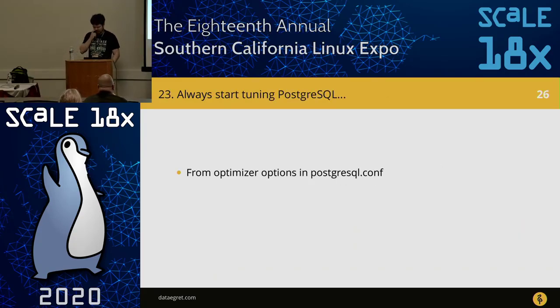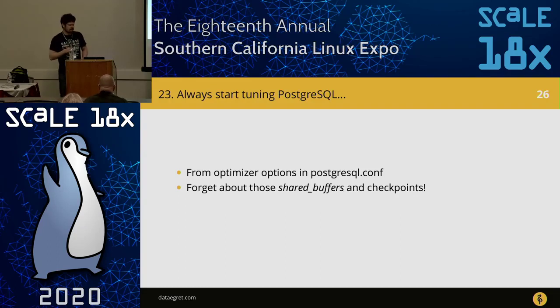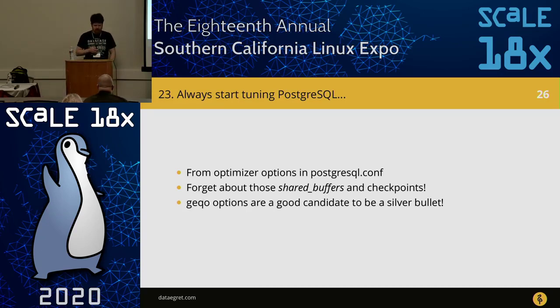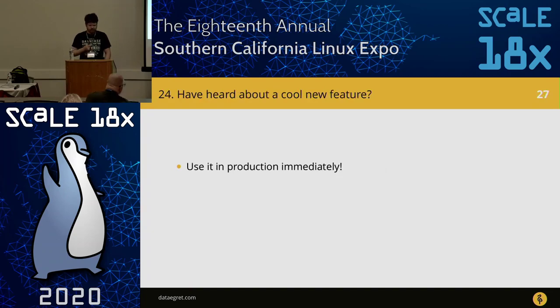Always start tuning PostgreSQL from things like optimizer options or genetic optimization in postgresql.conf, because it really affects your queries. And never ever try to touch shared buffers, checkpoints, and things like this. They are some auxiliary non-important parameters, you don't touch them. So first things first, optimizer. Yeah, as I told, that's a good first candidate. It changed the performance quite dramatically.